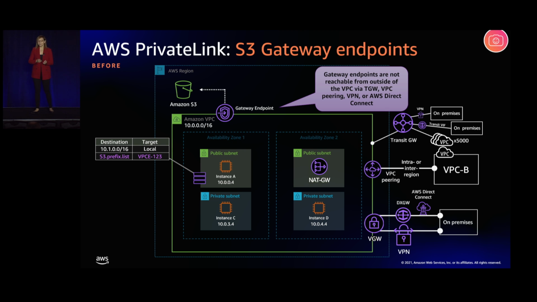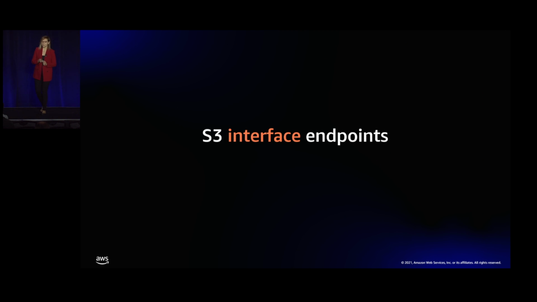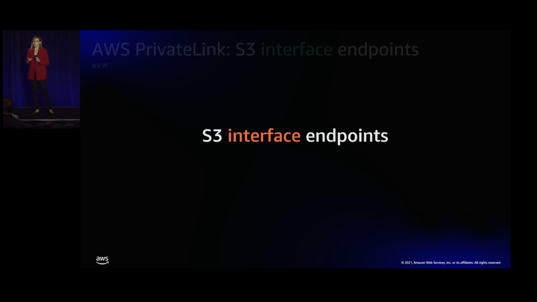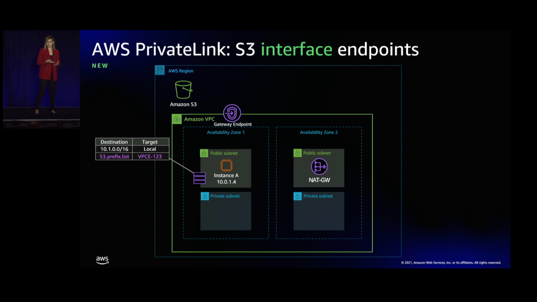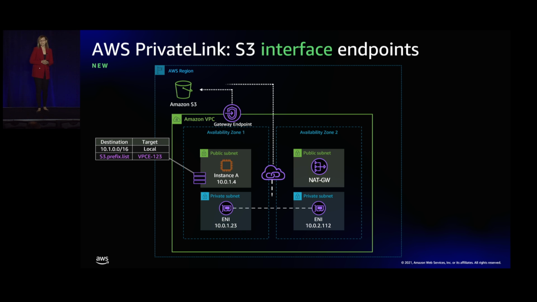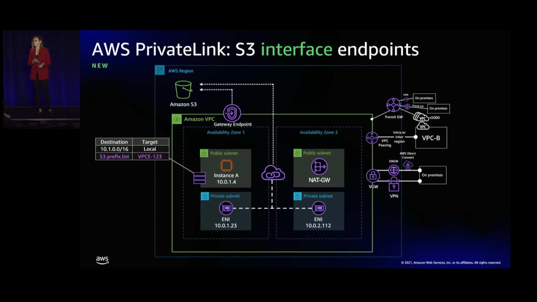Now, with the added functionality of S3 interface endpoints, we keep the same architecture for gateway endpoints, so nothing's changed there. We can continue accessing S3 from the VPC privately through the gateway endpoint, but we can also bring S3 in the VPC with an IP interface, right? So having an IP address for this enables us to access S3 from outside of the VPC on a private IP address.